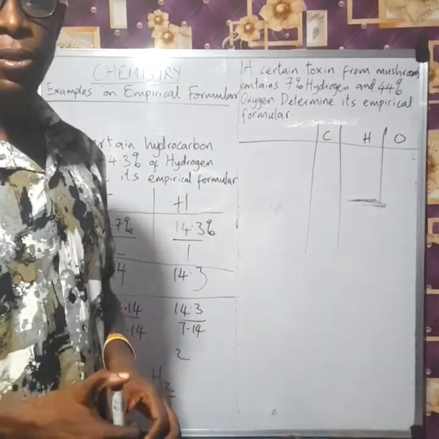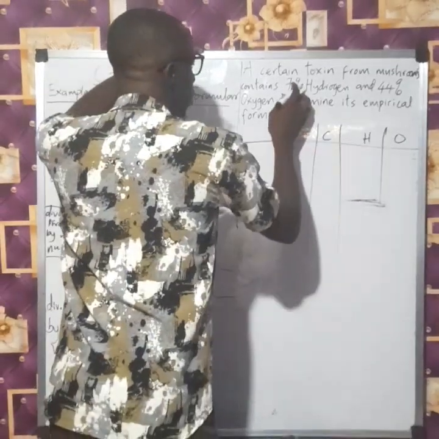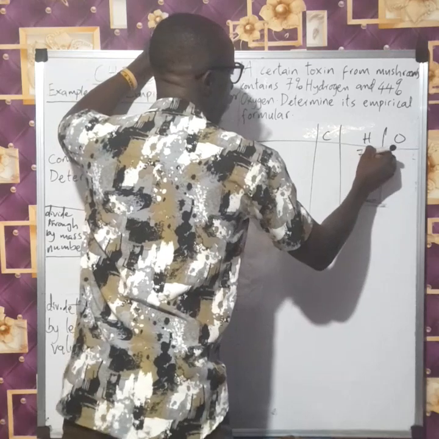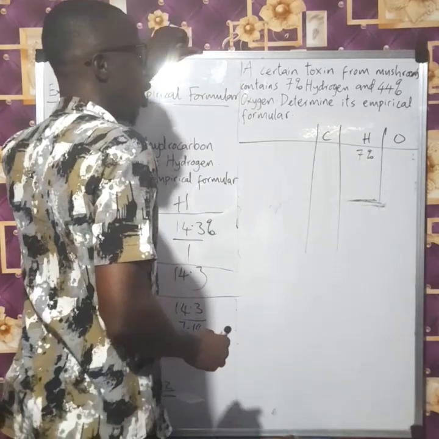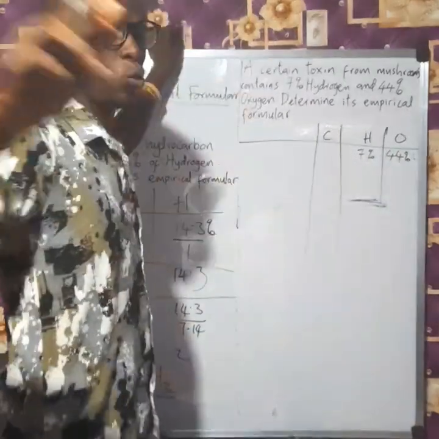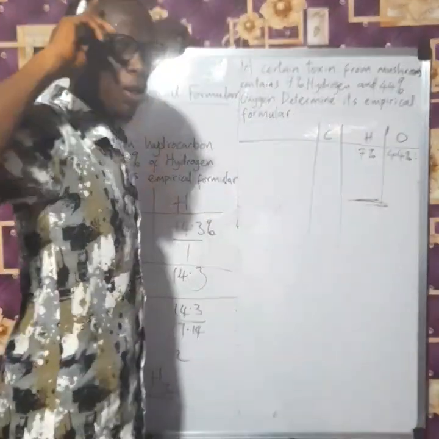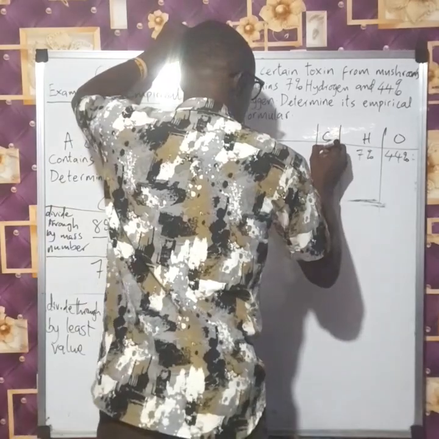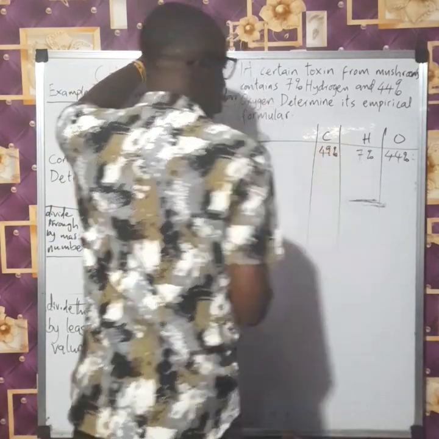Now listen, we look at this. You say what? This is what? Hydrogen is what? 7%. Oxygen is what? 44%. The sum of these two gives me 51%. And 51 removed from 100 gives me what? Gives me 49%. Are we together?